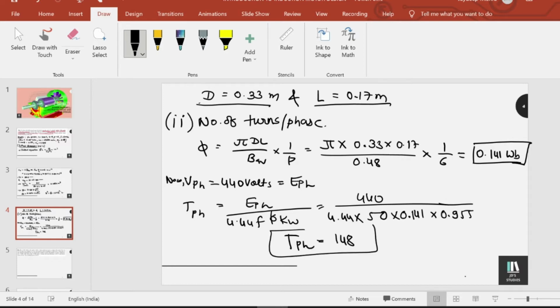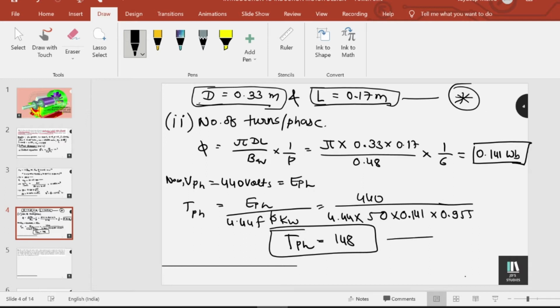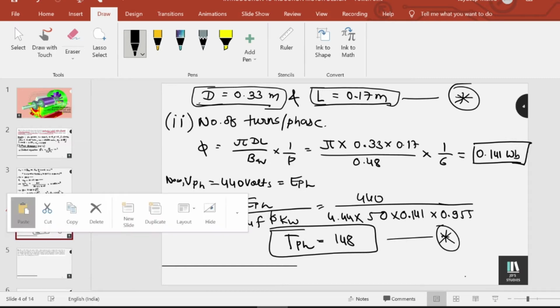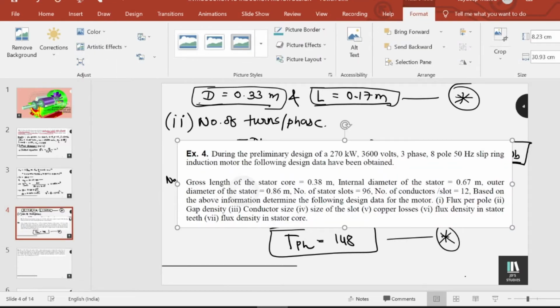So here is the first answer, D and L. We will mark it with a star, and this is the second answer.